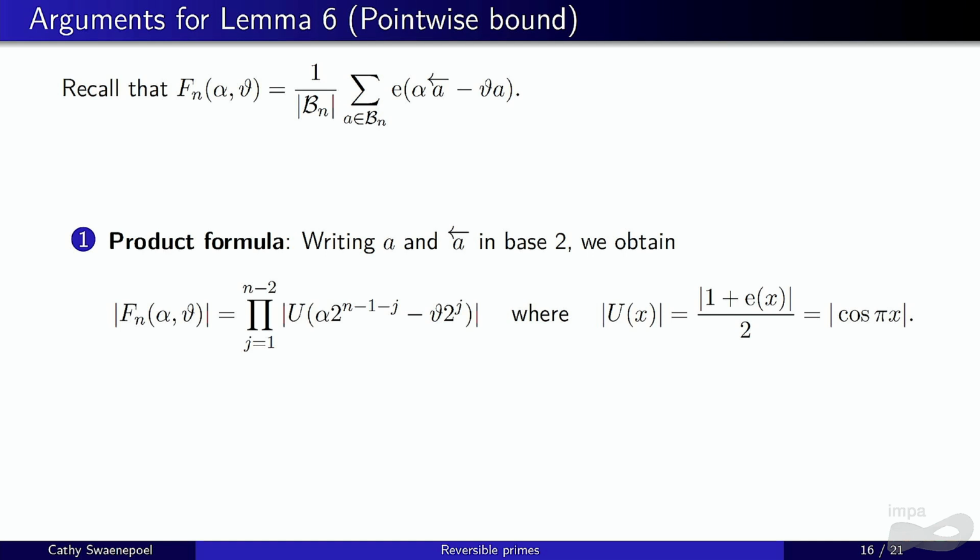So how do we obtain this formula? We have a sum here over all A in Bn. We write A in base 2, and so also its reverse. So summing over A is summing over all the possible values for the digits. And it's not very difficult to see that when you write this, you obtain very quickly this formula. So in absolute value, Fn of alpha and theta is a product of some function u, but this is just a cosine of some not very simple quantity, which depends on alpha and theta and some powers of 2.